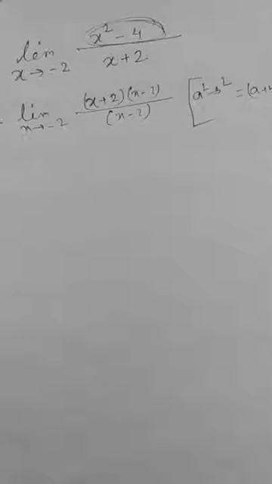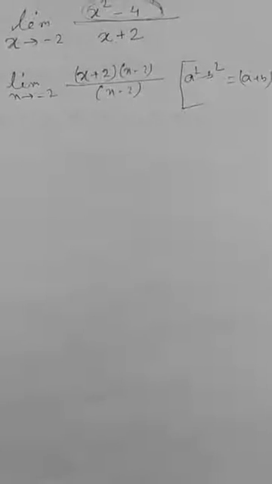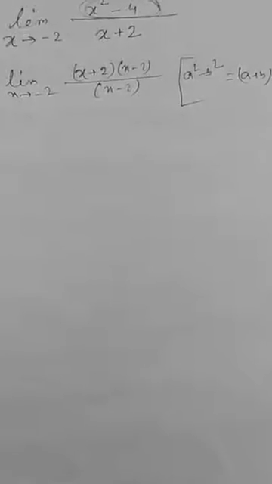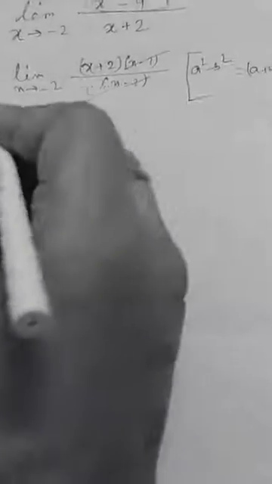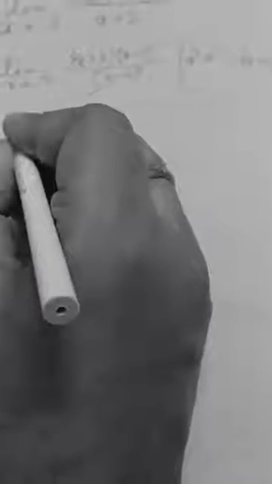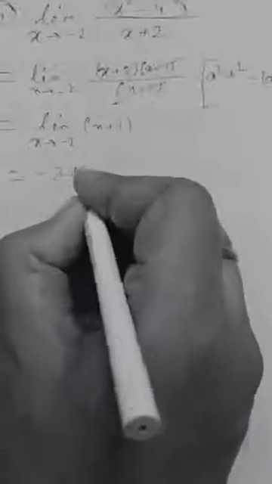Question: why do we expand this formula? Because we see that denominator and numerator are the same. So x minus 2 are eliminated, and this is equal to limit x tends to minus 2, x plus 2, and this is equal to minus 2 plus 2 is equal to 0, and 0 is the answer.